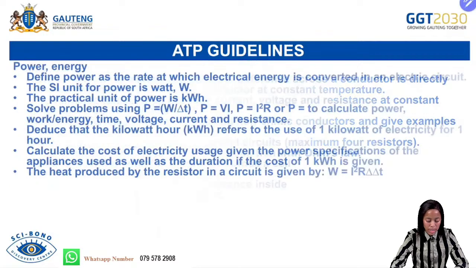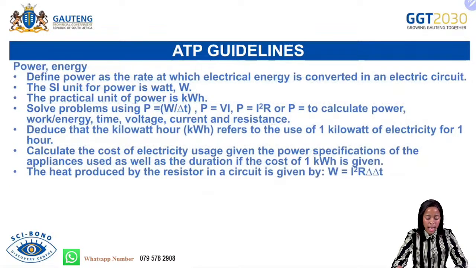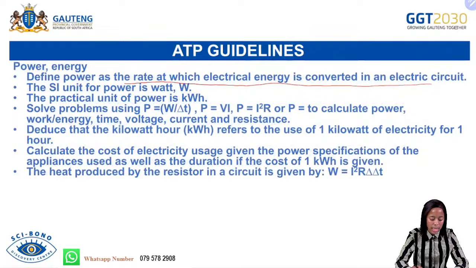Then next, now with your grade 12, we have power and energy. And it says here, define power as the rate at which electrical energy is converted in an electric circuit. And then it says here, the SI unit for power is the watt, which can then be represented by the letter W. Then it says the practical unit of power is kilowatt hour.